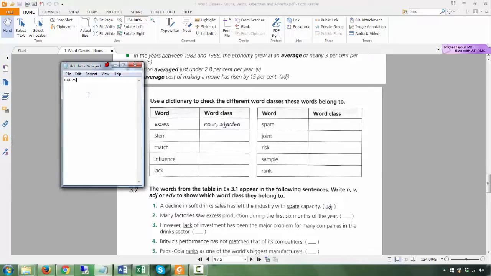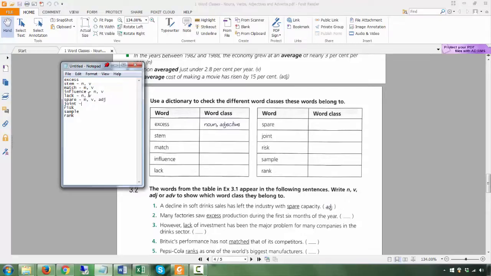Access, you already know that. STEM, basically what is STEM. Okay, you can go through the dictionary if you're not sure. Match, same thing. It's a noun or verb. Influence, lack, noun or verb, noun or verb. Spare, joint, risk, sample, rank. Spare will be a noun or verb.